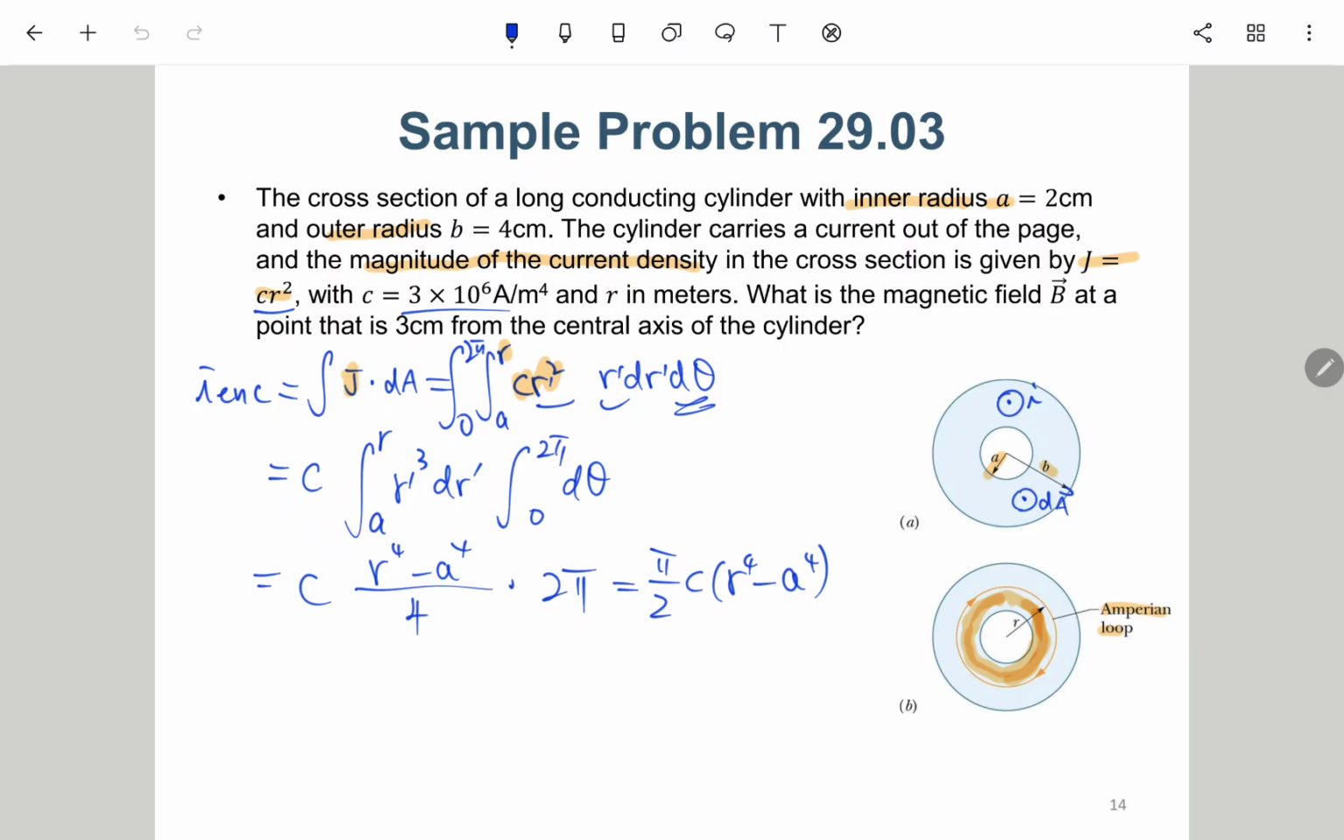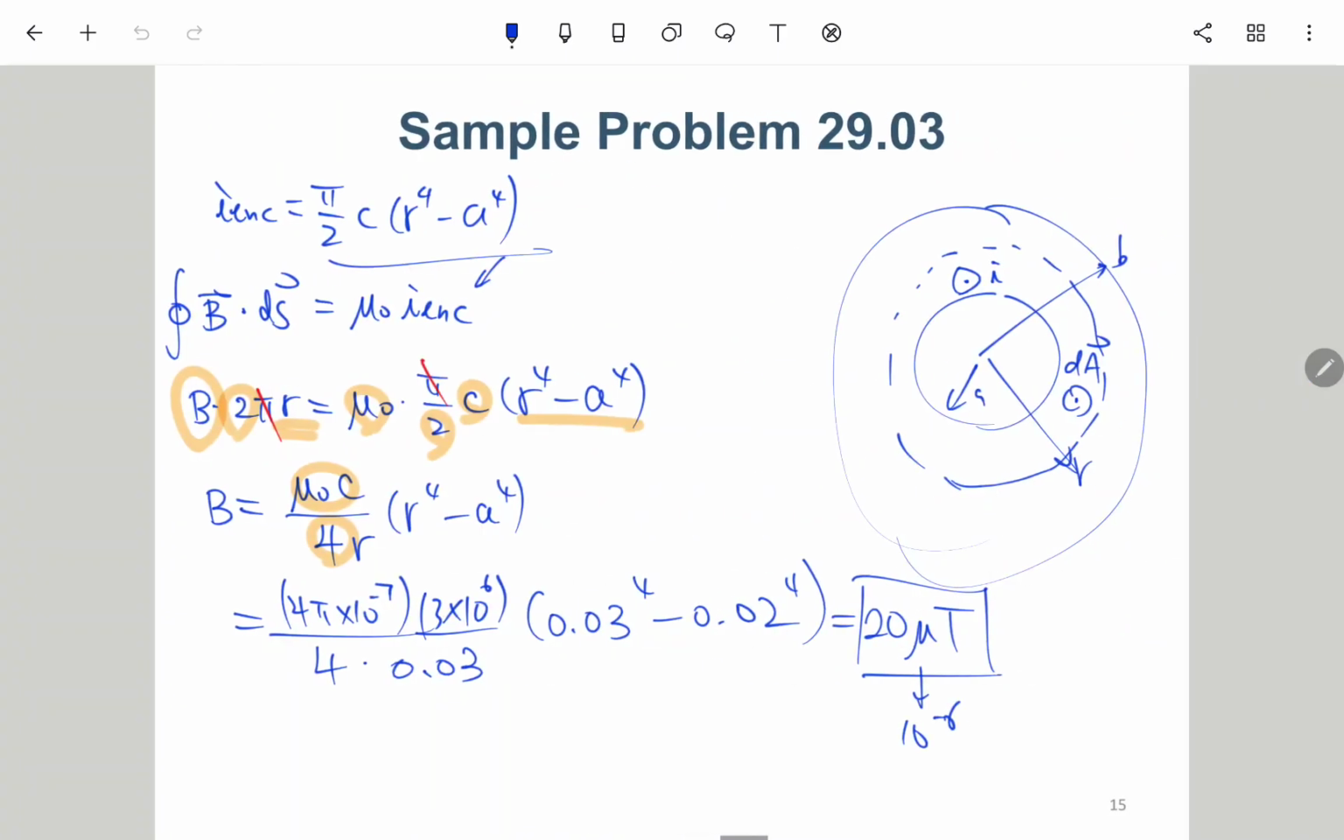So what is the B field? It means that we not only need to find the magnitude, but also need to determine the direction. For the direction, you can use the right hand rule. Your thumb follows the direction of the current, which is pointing out of the page, so your forefinger will be counterclockwise. So B is counterclockwise.